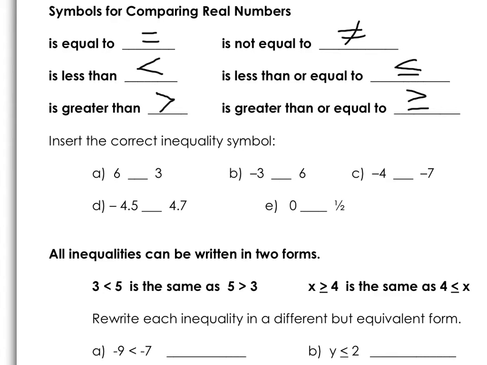So let's put the correct symbol in the blank. Remember, the alligator eats the big number. So 6 and 3, we want the alligator to eat the big number. 6 is greater than 3. Negative 3 is less than 6. Negative 4 is greater than negative 7. Negative 4.5 is less than 4.7. And 0 is less than 1/2.